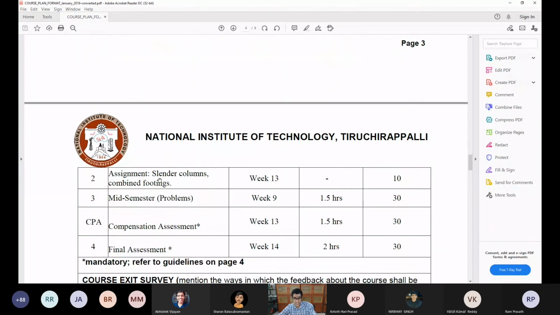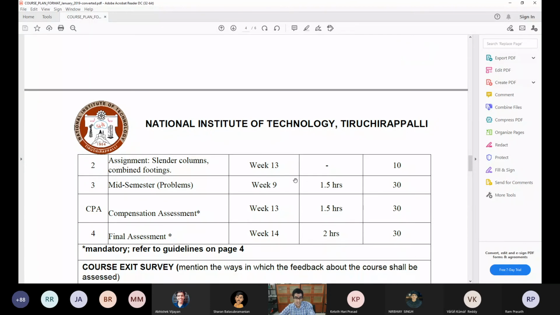Then you will have assignments: staircases, slender columns, and combined footings. You will read by yourself and solve the problems. That will be the assignment. You can submit it at the end. It will count for another 20 marks. So this will be 20, this will be 20. Mid semester will be 30, and final assessment will be 30.